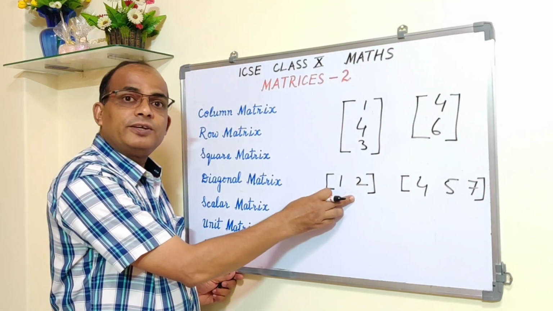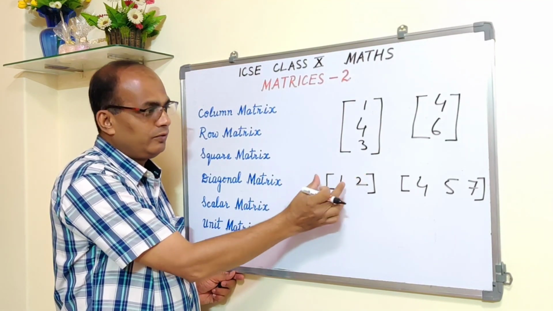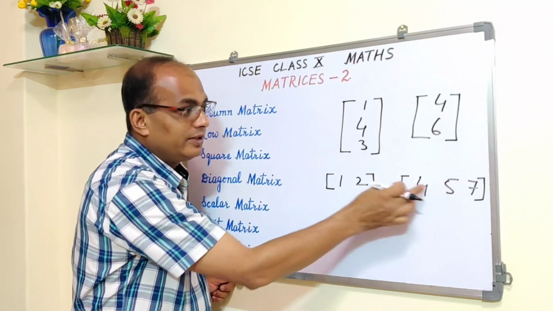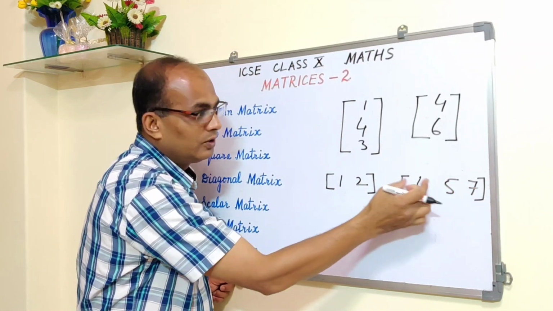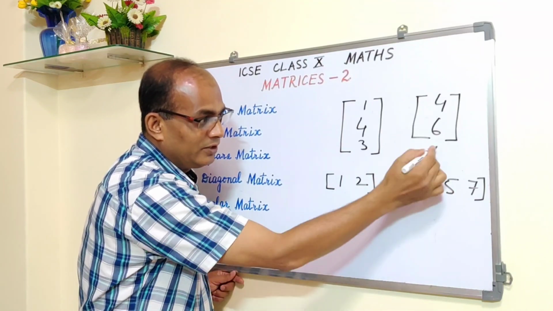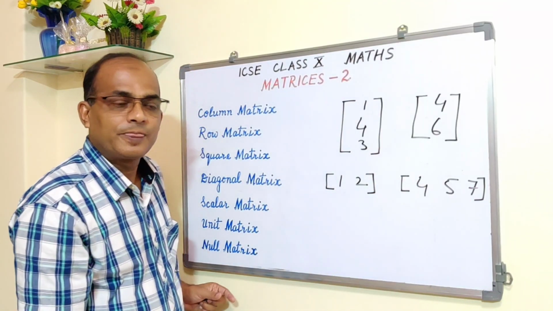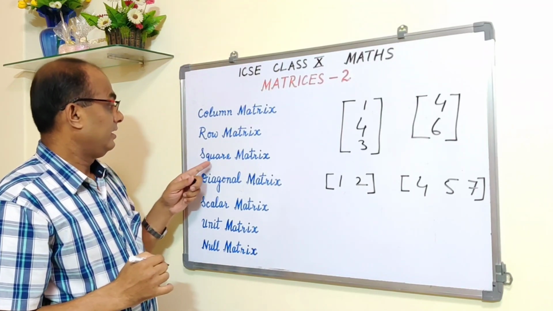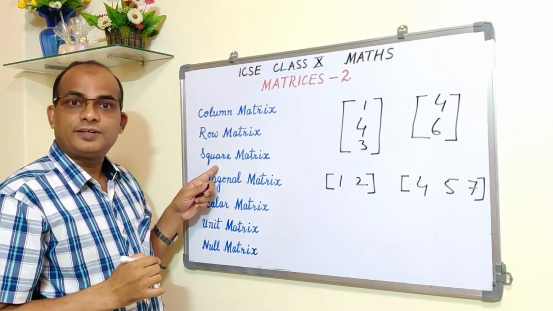Once again I am telling you. So this is a row matrix. Why? Because there is only one row. Of course there are 2 columns. This is again a row matrix. Why? Because there is only one row, though there are 3 columns. Alright. After that we have a square matrix.